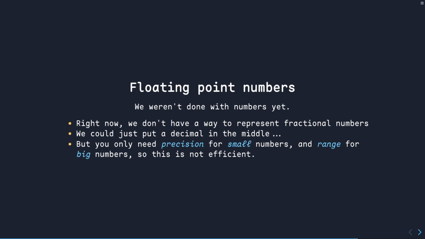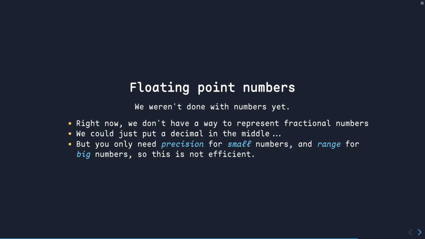Okay, so let's talk about the last part of this talk. Floating point numbers. We were not done with numbers yet, and I've saved the best for last because this is actually a bit of a complicated topic. Right now we don't have a way to represent fractional numbers. We could just put a decimal point in the middle, but you only need precision for small numbers and range for big numbers.